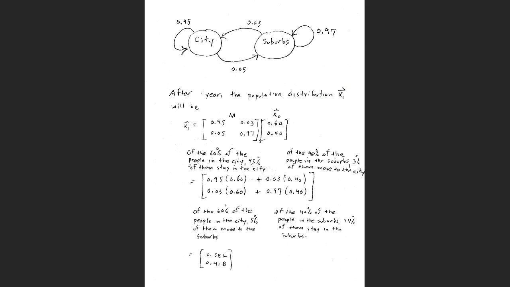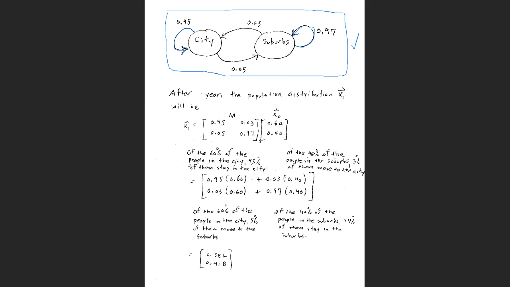So what I have up here is just a diagram. I'm diagramming my migration matrix. This diagram isn't necessary, but it does help. I find it helpful to give me an intuitive feel for that matrix. You see here, the city has an arrow that returns back to the city with 0.95, because if you live in the city, there's a 95% chance you'll stay in the city. If you live in the suburbs, there's a 97% chance you'll stay in the suburbs.